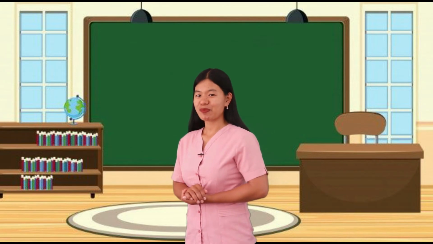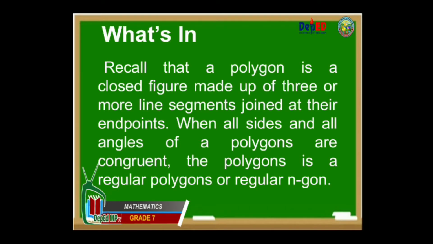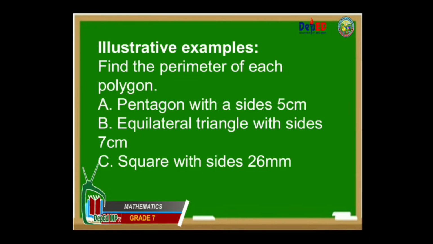Did you get a passing score? Do not worry. We will explore the lesson together. First, let us recall what a polygon is and learn how to solve the perimeter of a polygon. Recall that a polygon is a closed figure made up of 3 or more line segments joined at their endpoints. When all sides and all angles of a polygon are congruent, the polygon is a regular polygon or regular n-gon.